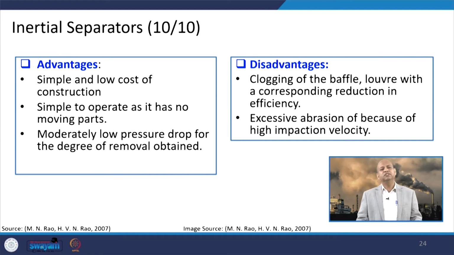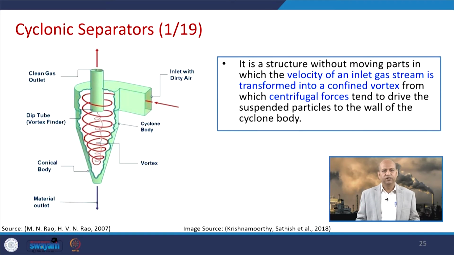Then advantages and disadvantages, if we want to discuss inertial separators. The advantages are that it is a simple, low cost device, construction is also very easy, and it is simple to operate as it has no moving parts. Then there is a moderately low pressure drop for the degree of removal obtained. But there are disadvantages like clogging of the baffle walls or louvre, with a corresponding reduction in efficiency after some time. So, you have to clean that after some time. Then excessive abrasion also occurs because of high impaction velocity. So, maybe you have to change those baffle walls or louvre structures.